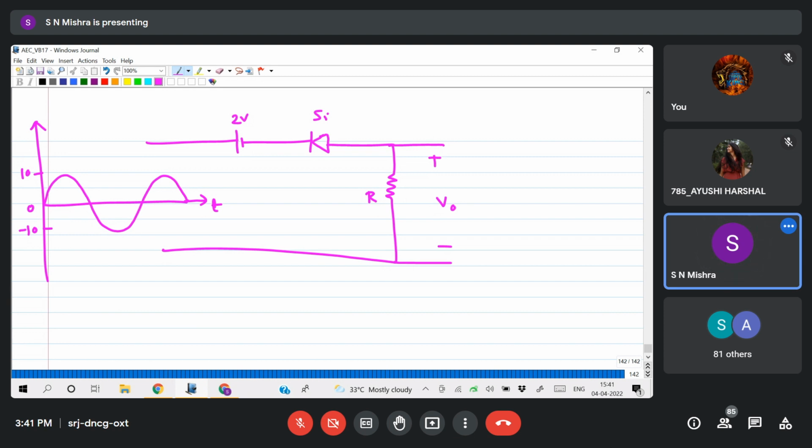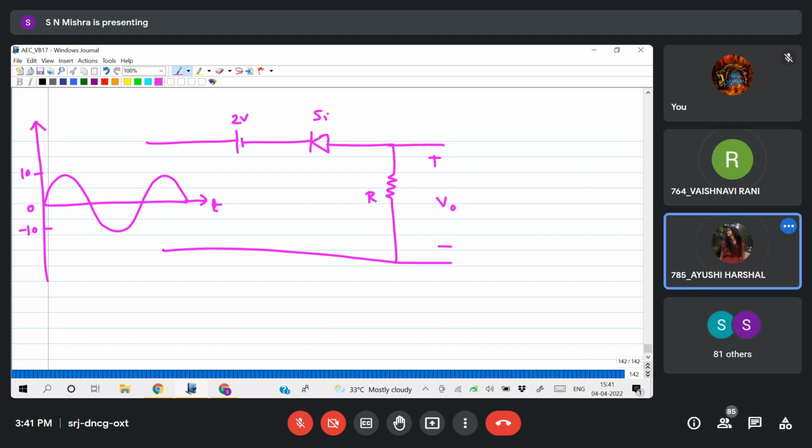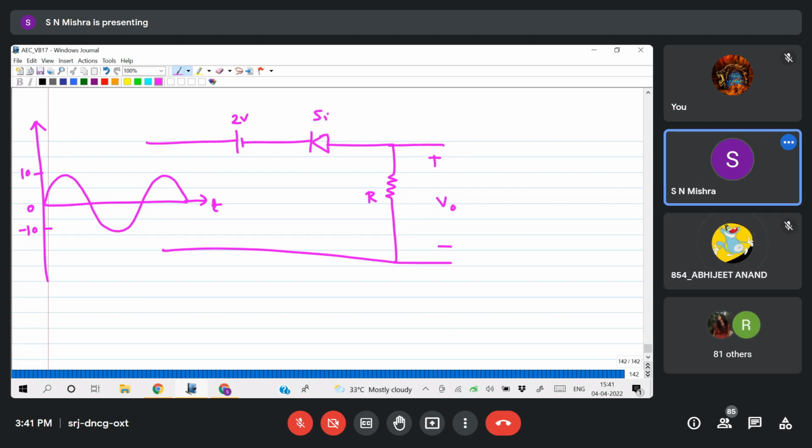Sir, Vi greater than 1.3. Greater than or less than? Less than, since it is in reverse direction. Yes, sir. Less than 1.3. If it is ideal diode, then less than 2. If it is ideal diode, how will we solve? Same way we will solve.